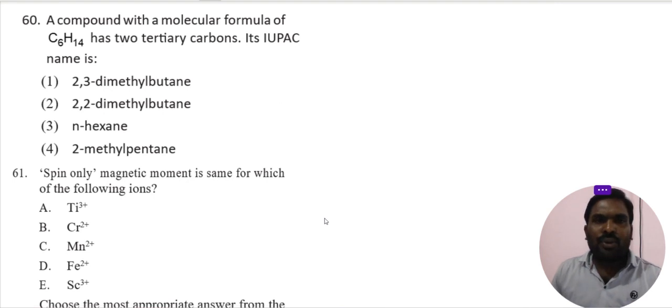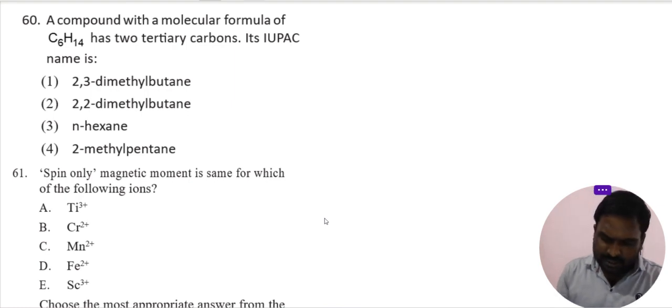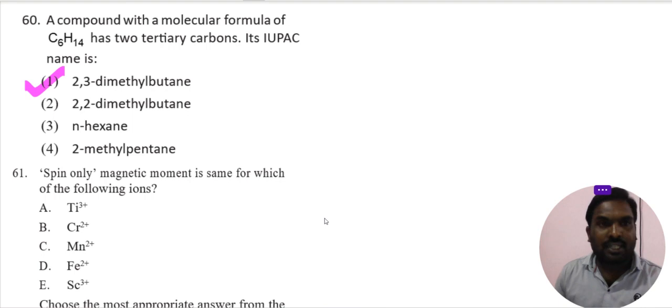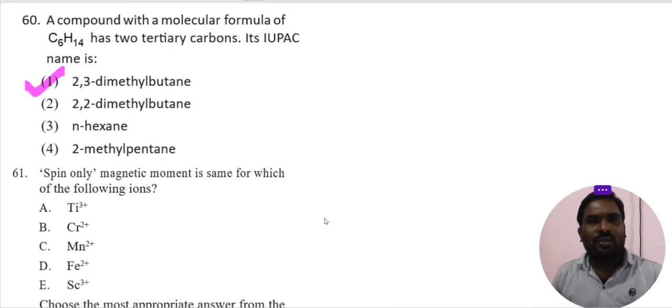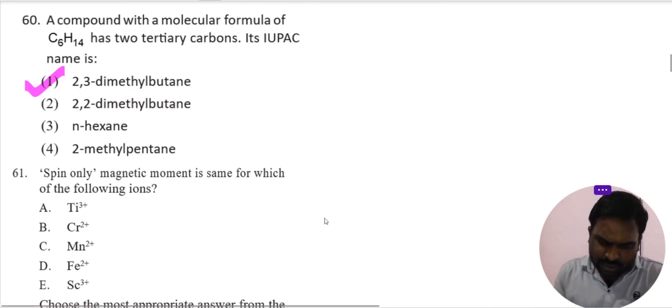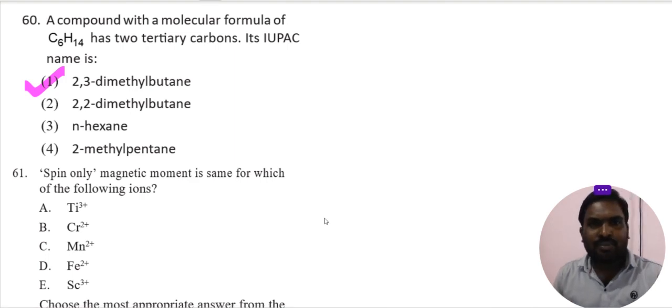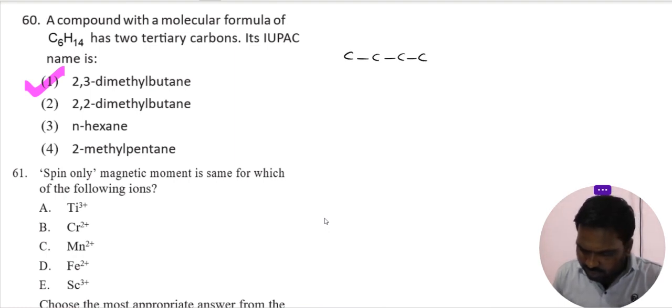A compound with molecular formula C6H14 has two tertiary carbons. The IUPAC name is... So here, which option is the right answer? Option 1 is the right answer. Here it has two tertiary carbon atoms. So now you can take 2,3-dimethylbutane.